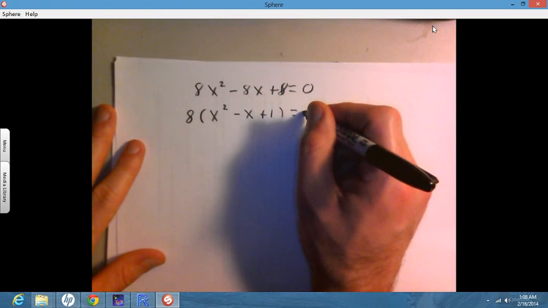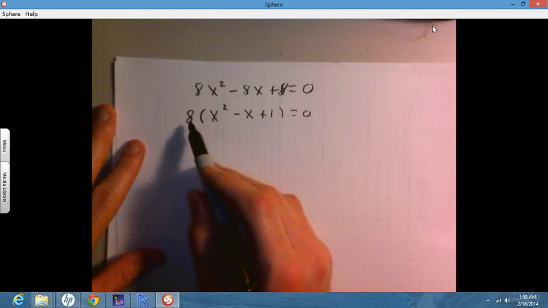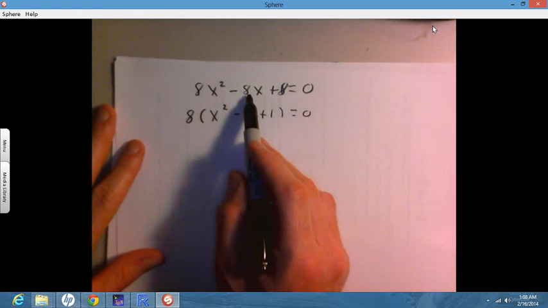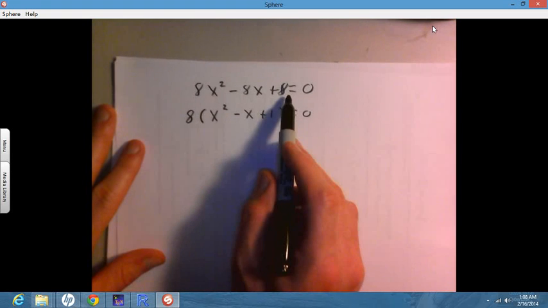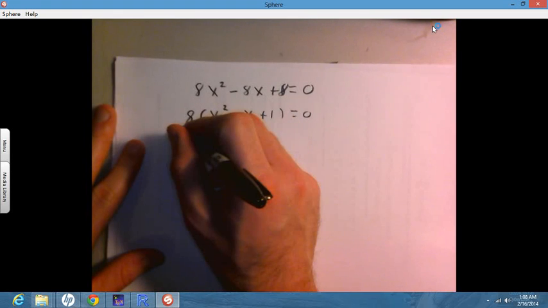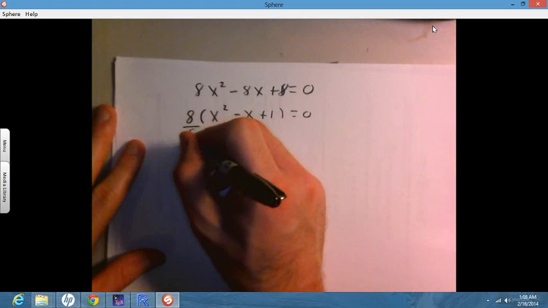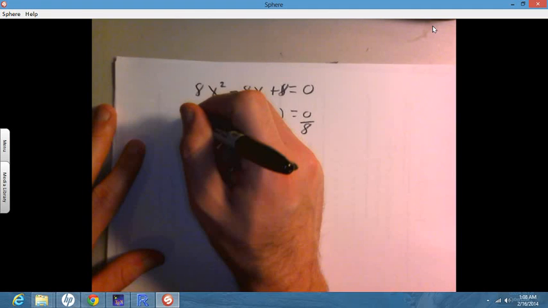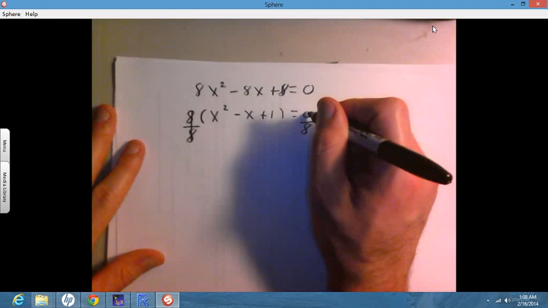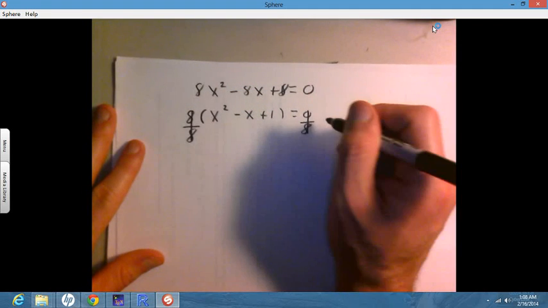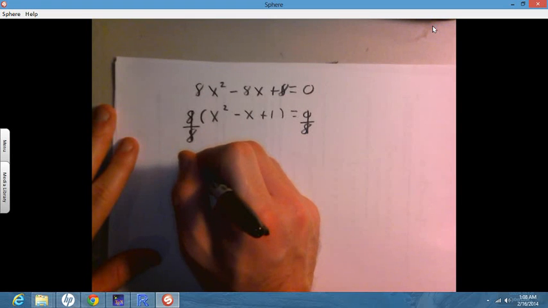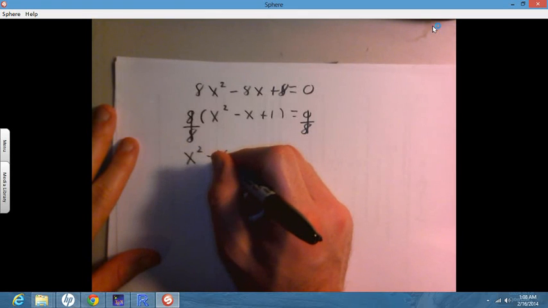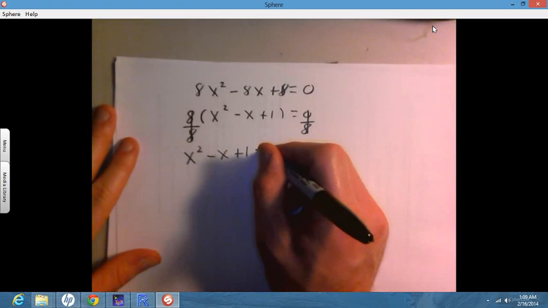And you can see by the distributive property, 8 times x squared gives me 8x squared, 8 times negative x gives me negative 8x, and 8 times 1 will give me 8. So now what I can do is divide both sides of the equation by 8. And on the left, the 8's cancel. And on the right, 0 divided by 8 is 0. So this is the same as solving the equation x squared minus x plus 1 is equal to 0. Okay?